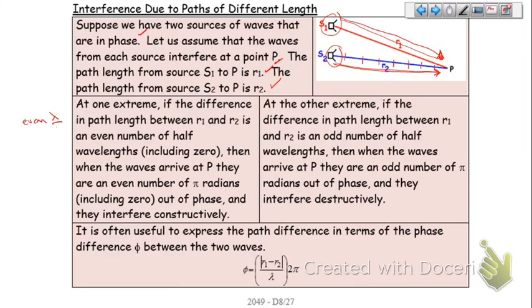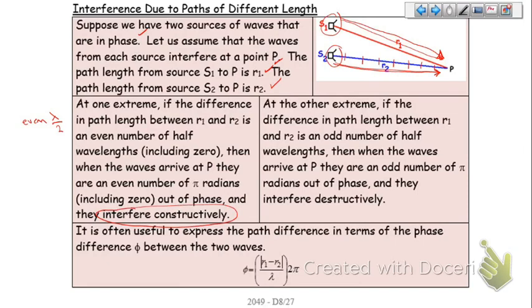number of lambda over 2s, what does that mean? That means 0 lambdas, or 2 over 2, which is 1 lambda, or 4 over 2, which is 2 lambda, or 6 over 2. Why not just call it a whole number of wavelengths? Because we're going to contrast it with the destructive interference. So if you're an even number of half wavelengths, then you will get constructive interference.